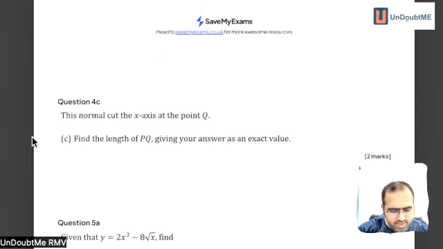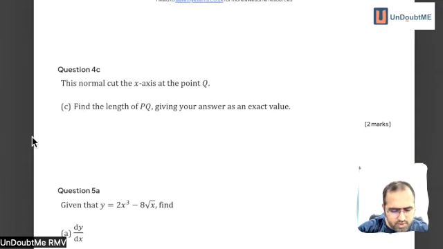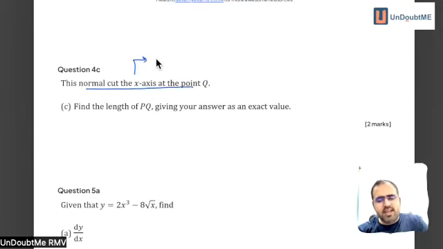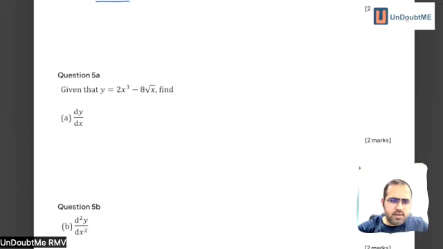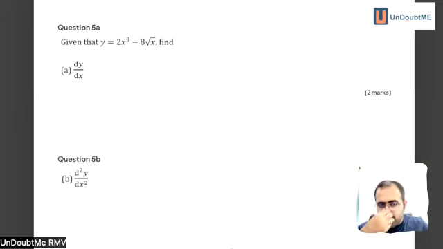So 4b, there is nothing new. We can move on. Here there is one point which I can discuss. The normal cuts the x-axis. Whenever any line cuts the x-axis, let's say this is the equation of a line and it is cutting the x-axis, on the x-axis you have to put y is equal to 0, and then you can do the needful. Whatever they are asking, you will get from there. I want all of you to try this question.